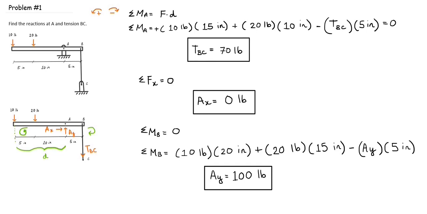Finally, just to check it, the sum of the forces in the y direction has to equal to 0. So summing up all the forces in the y direction, we get minus 10, minus 20 plus 100, minus 70 has to equal to 0. We can see that the solution checks out.